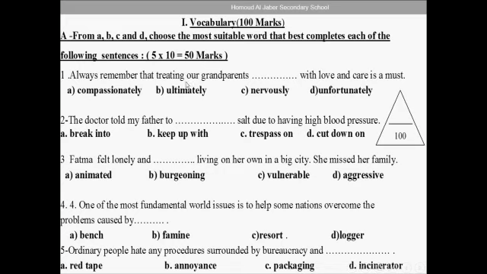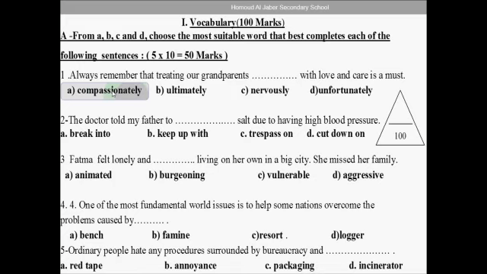Always remember that treating our grandparents. I want you to stop here on the word grandparents. Grandparents معناها الأجداد. Which one of these words is most suitable and most relevant to be here in the place of this space? I think it's compassionately. So the answer here: always remember that treating our grandparents compassionately with love and care is a must. That's the correct answer. Okay, now let's move to the second question.